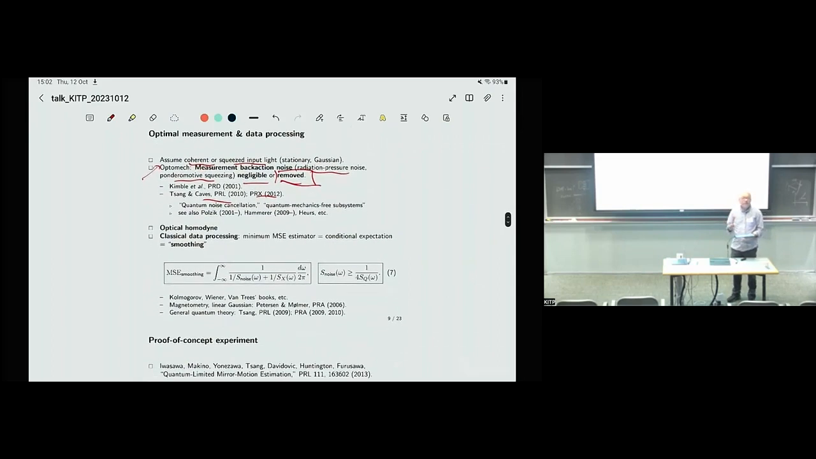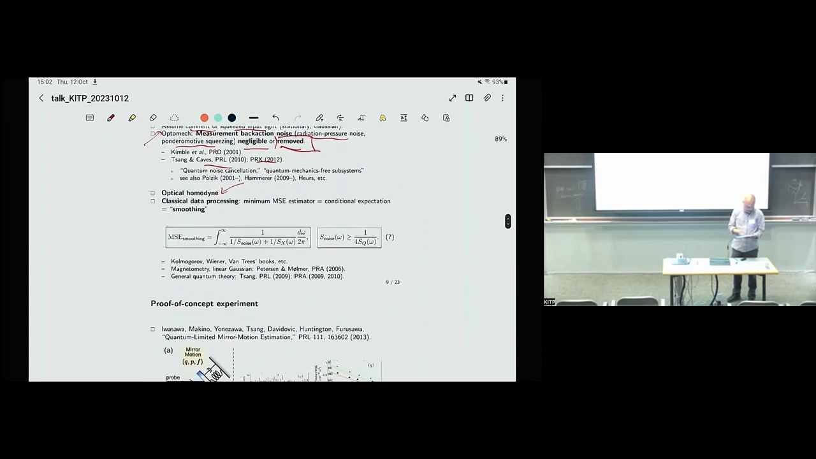Then the measurement becomes a lot simpler. Just do homodyne measurement at the output. Measure the phase quadrature at the dark port of the Michelson interferometer. That's exactly what LIGO people have been doing. You get a noisy signal in time domain. It's just the signal convolved with some impulse response function plus some additive Gaussian noise. Last but not the least, you need to do data processing.